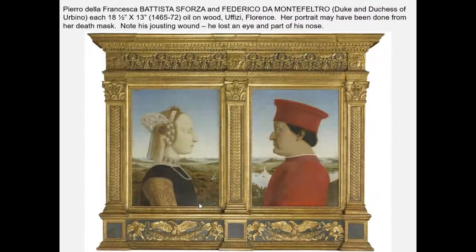Piero della Francesca's painting in this example here is a pair, or a diptych, of the Duke and his bride. Now, she had unfortunately lost her life very young, and so the speculation is that this could have been painted from her death mask. It was not uncommon to make a plaster mask and then wax replicas of people's faces right after they died to be able to kind of preserve their image.